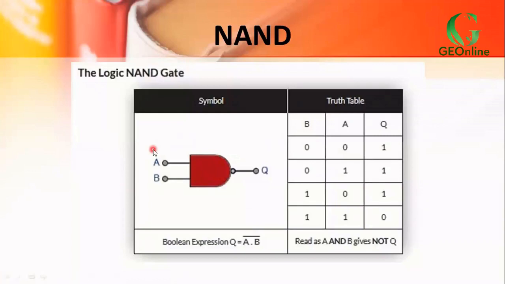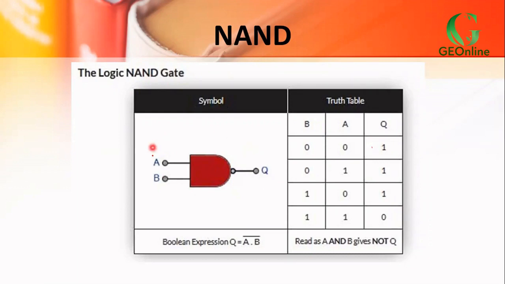Next is NAND gate. NAND gate is the inverse of AND gate. That means if we are connecting a NOT gate to the output of AND gate, we get NAND gate. That means the output of the NAND gate is the inverse of AND gate.